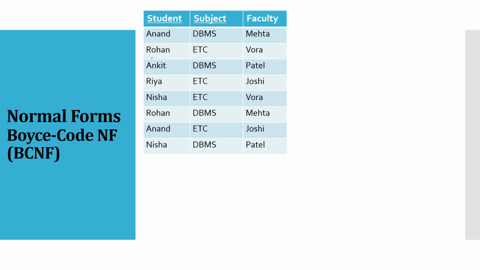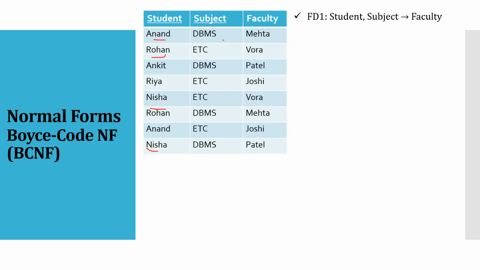Anand is repeating, Rohan is repeating, even Nisha is repeating here. You can see that Anand, Rohan and Nisha are learning the same subjects with different faculties. So this is what the example is. Just go through it once. Now let us try to see what this example wants to say.